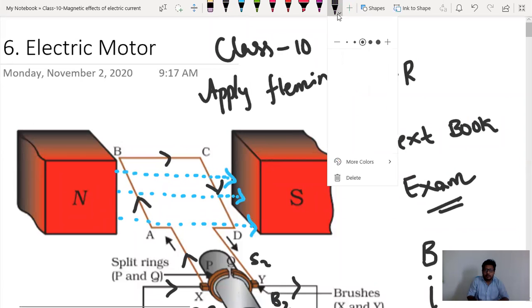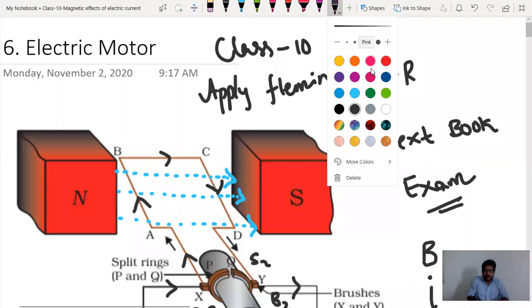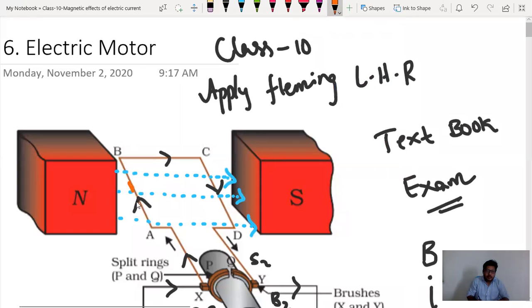If you apply it, now you see this is the direction of... wait a minute, I'll take one new color and I'll come back to you. Let us take this orange. Okay guys, this is the direction of current, this is the direction of the magnetic field. Are you getting it? So this is the direction of current, this is the direction of the magnetic field.